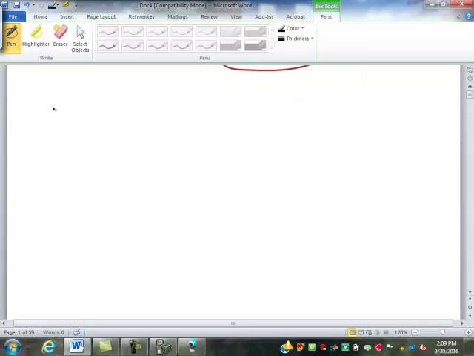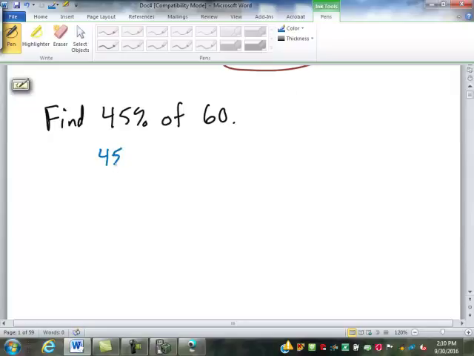Let's look at something like find 45% of 60. So the 45% means 45 out of every 100. Now it's asking find 45% of 60.